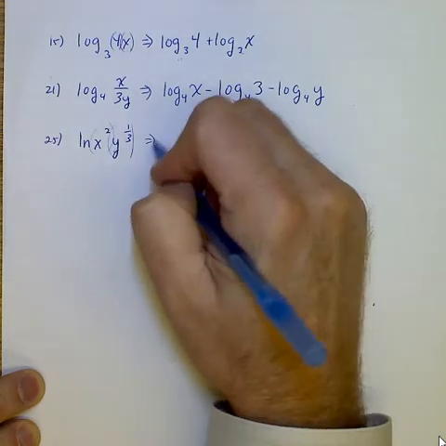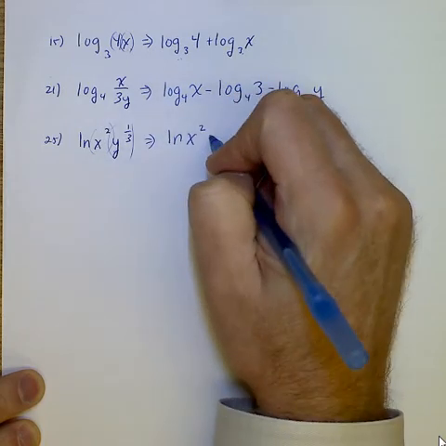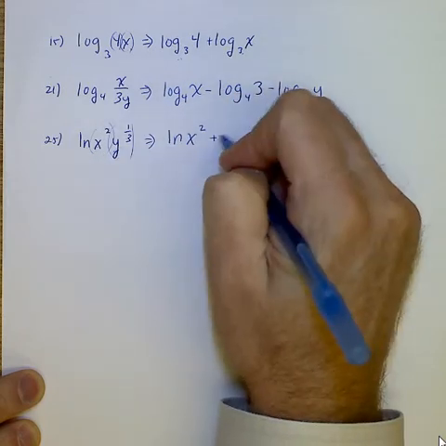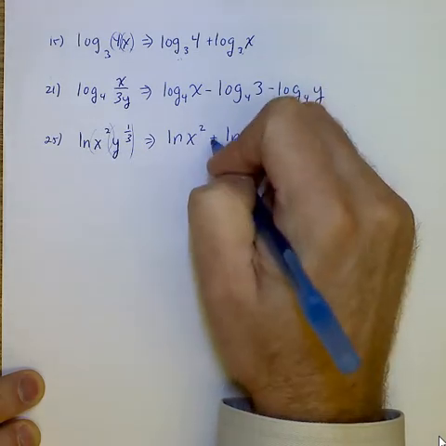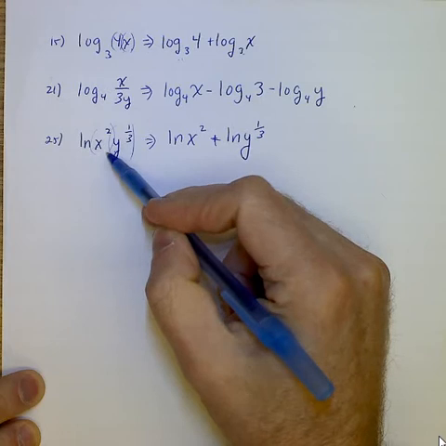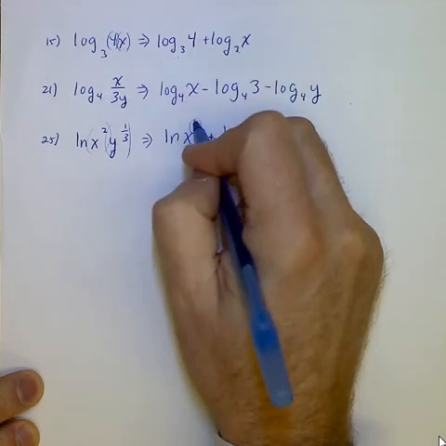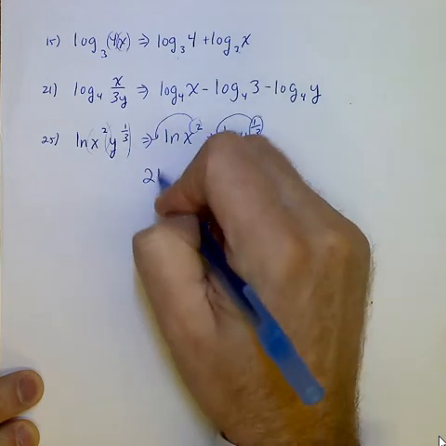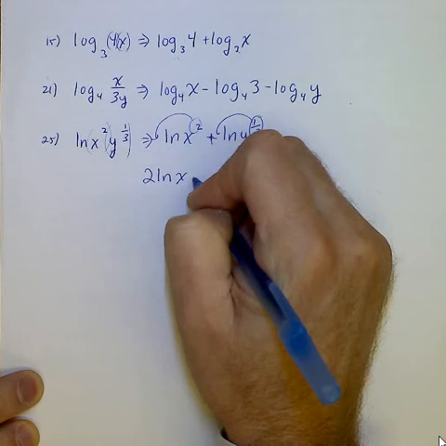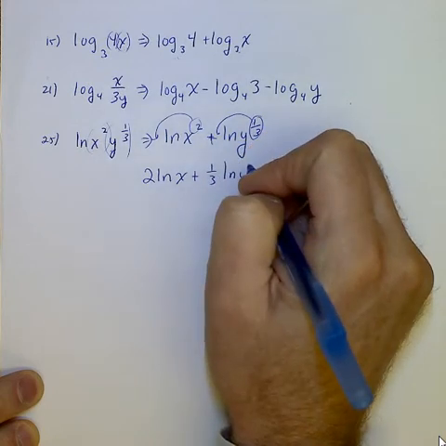So my first step is going to be to turn this statement into two logs. One with the x squared and the second one with the y to the 1/3, and we put a plus sign between the two because these are multiplied. My final step will be to take the exponent and put it out in front of the log statement. So we'll end up with 2 ln of x plus 1/3 ln of y. Okay, so that's how you do those.